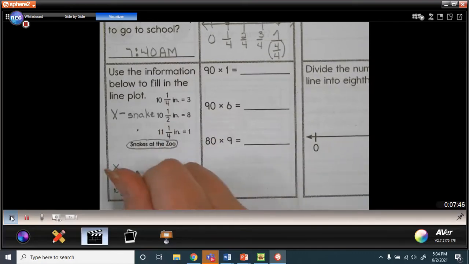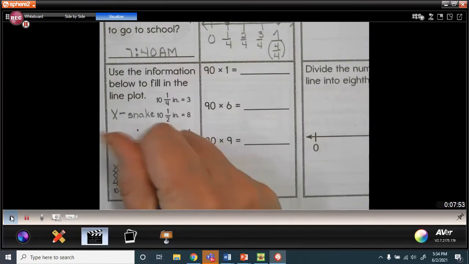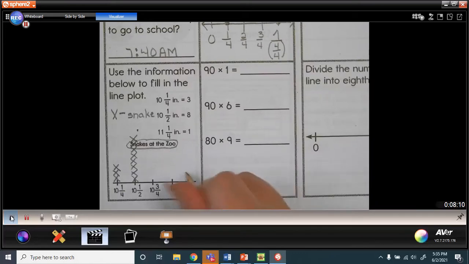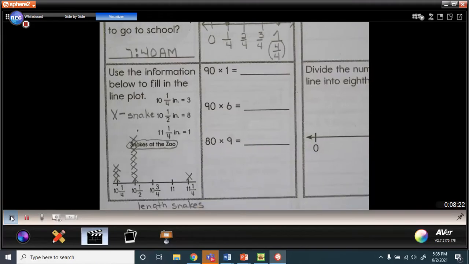So I've got 1, 2, 3, 4, 5, 6, 7, 8, and that's going to take me over my title there. I don't have any that were 10 and 3 fourths inches long. Also, we don't have any that were 11 inches long, but we do have one that was 11 and 1 fourth. So these were the lengths of the snakes, and the X's are representing the snakes and their length.